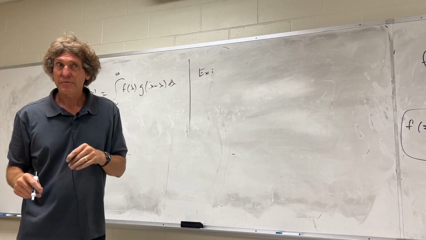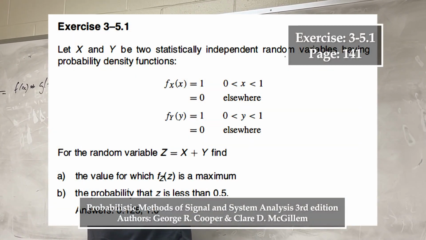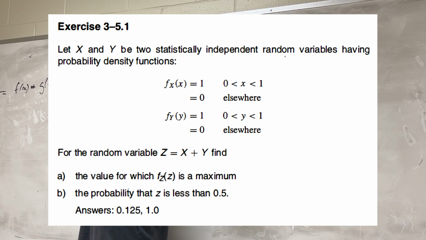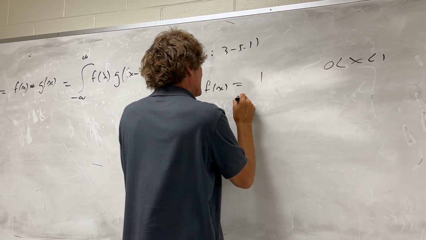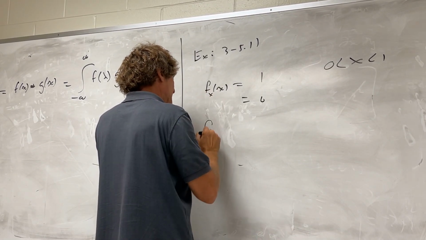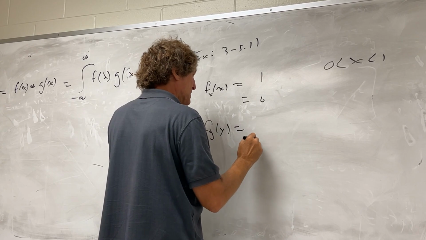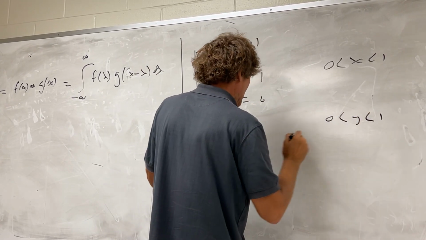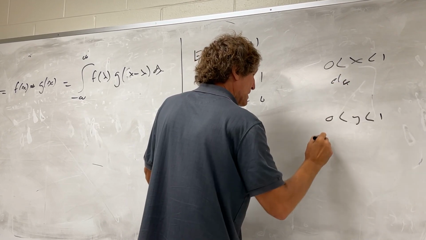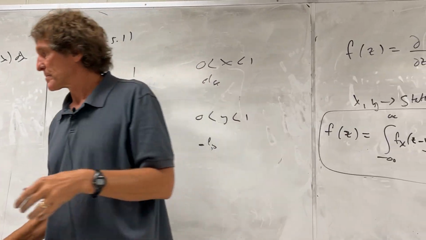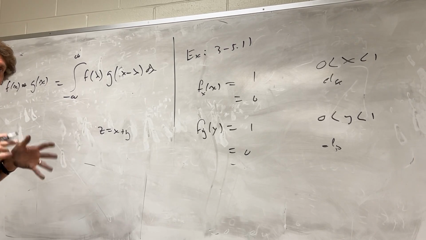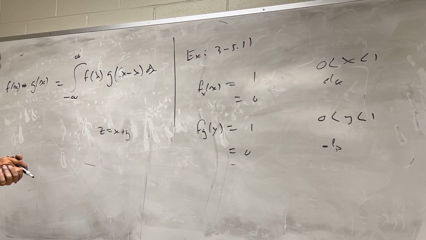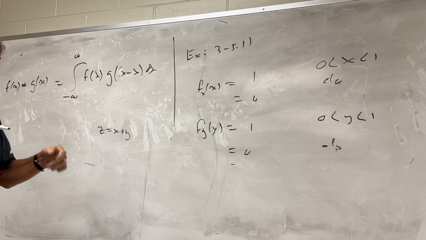Exercise 5.1.3. Let x and y be two statistically independent random variables having probability density functions f of x equals 1 for 0 to 1, and 0 elsewhere. And f of y is the same deal: f of y equals 1 for 0 less than y less than 1, and 0 elsewhere. And then the random variable z equals x plus y. So he's saying that the random variable z is equal to x plus y. If you get x plus y, and you have f of x and f of y, that's it. You simply do a convolution of the two functions here and here.